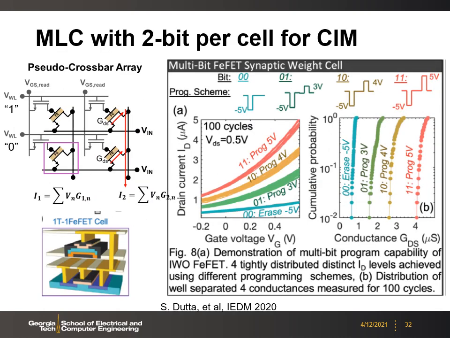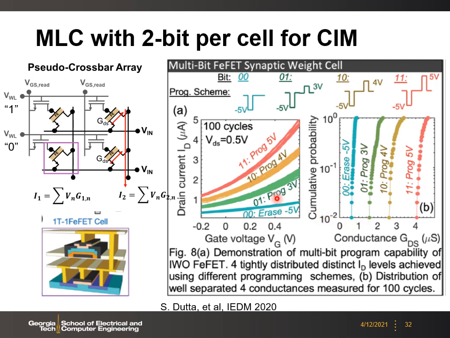Multi-level cell operation is also possible with this back-of-line FeFET. So here we show a 2 bit per cell demonstration. By using different programming voltages, we can program the cell into different conductance states. And in this case, we show a very tight distribution of 4 levels of conductance states.